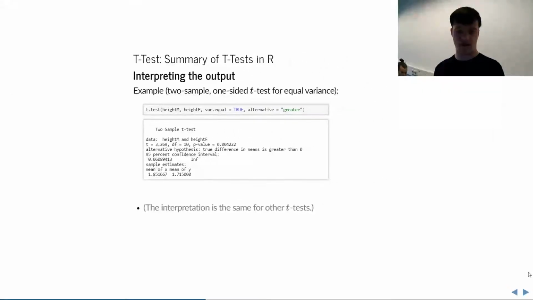Now, over here, I'm still doing an equal variance t-test. There's a reason for that. I'll show the other one in the second half. But now I specify alternative is greater. What does that do again?